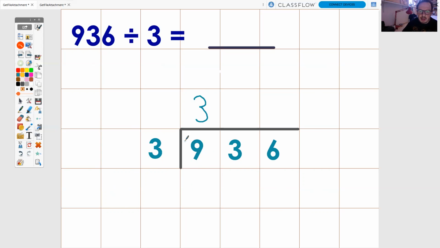Now I move on to my next number. If I'm feeling like it, I might cross this number out just so I know I'm done with you, 9. I don't even need to think about you anymore. Okay, let's move on. And then I look at 3 and I think, how many times does 3 fit into 3?